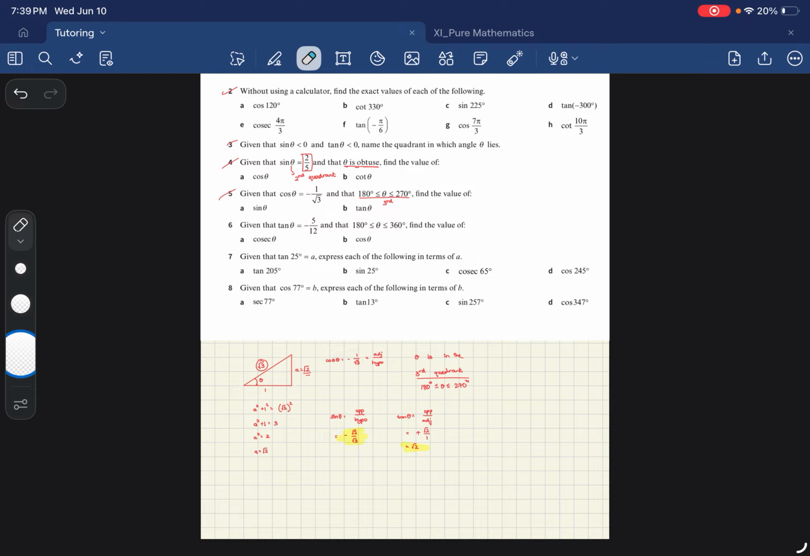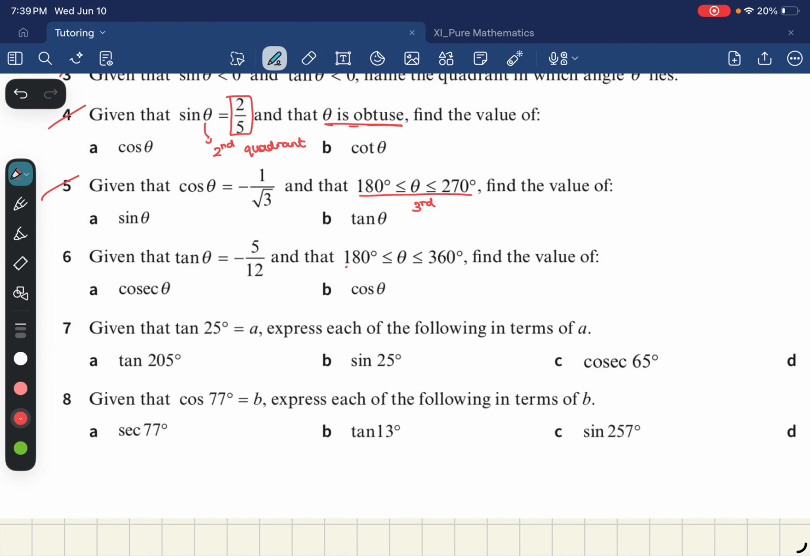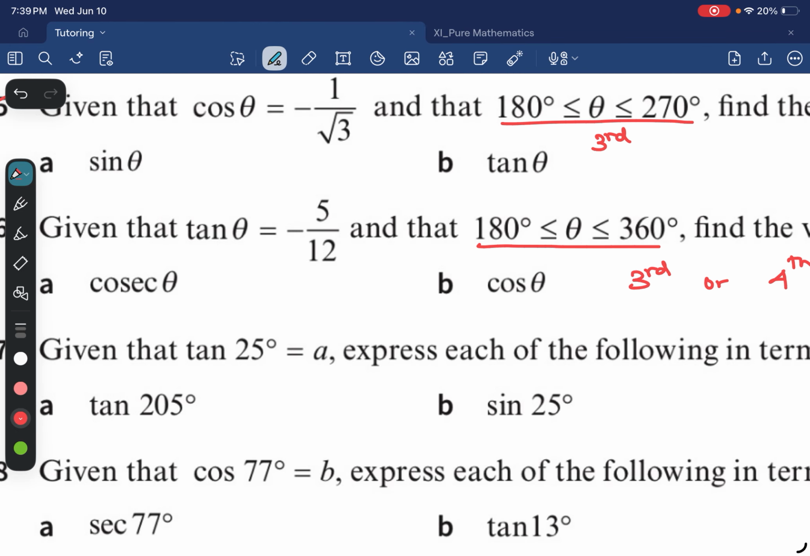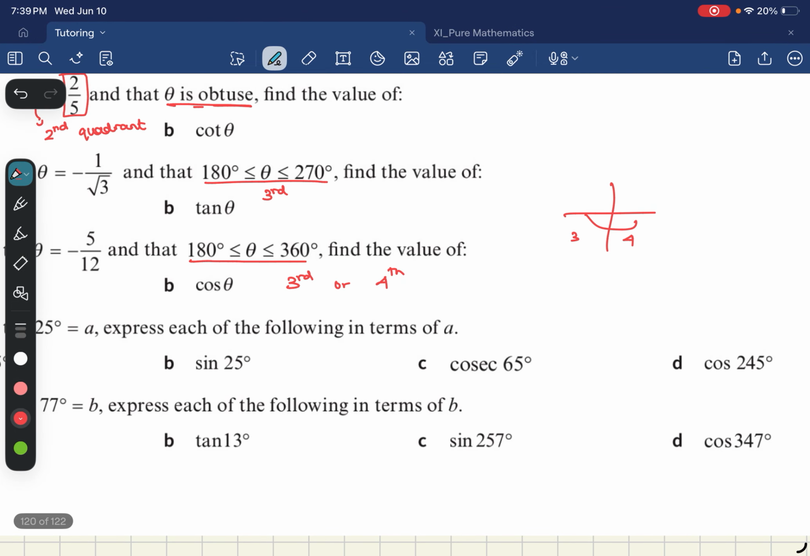And you are going to solve the rest of these questions in the same way, right? So this means it's in the third or fourth quadrants, right? 180 to 360 is this range. So it's in the third or fourth quadrants. But tan is negative. And when is tan negative? When it's in the fourth quadrant.